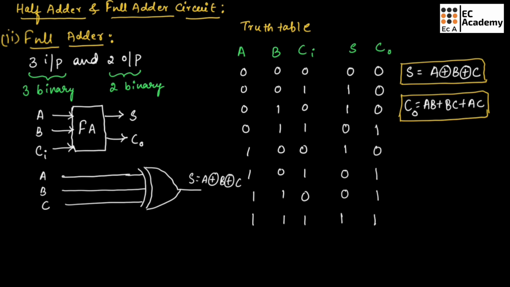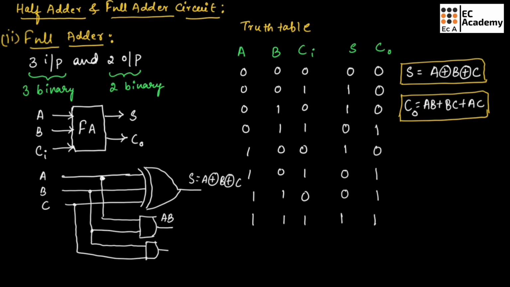In the same way, we can implement carry out. The first term is AB. We'll take A from here, B from here, and connect that to an AND gate. That will produce the output as AB. In the same way, for BC, we can take B from here, and for C we can take the input from here. Let us connect it to an AND gate. So the output will be BC.